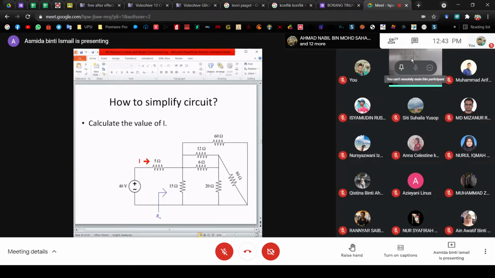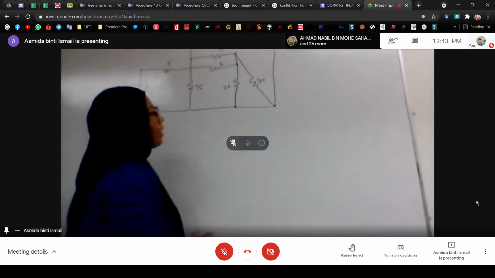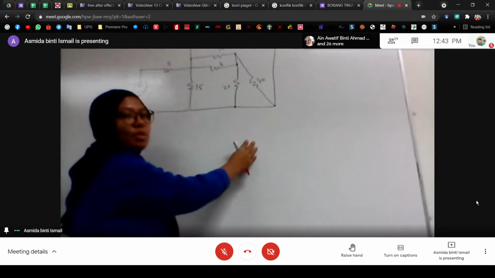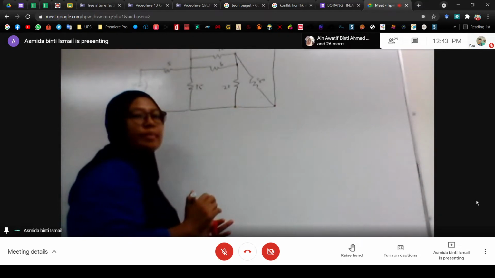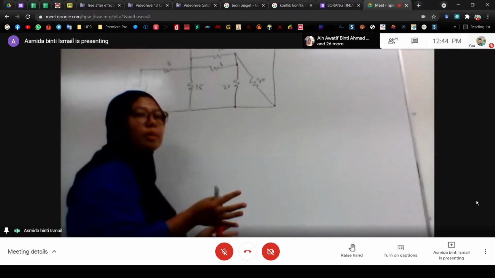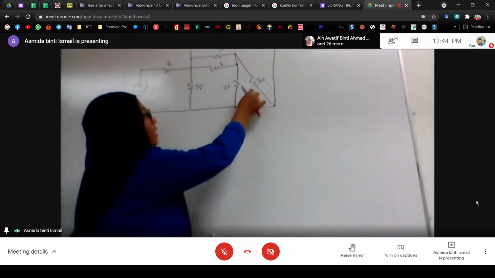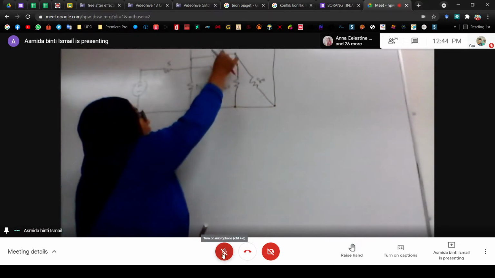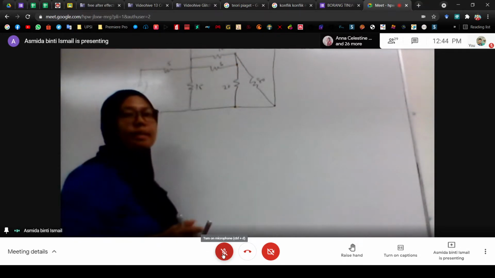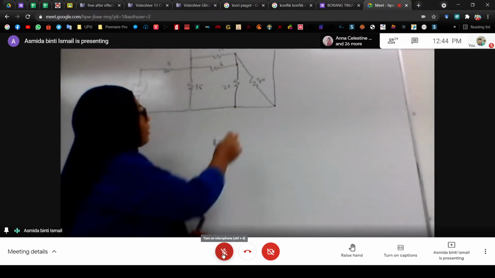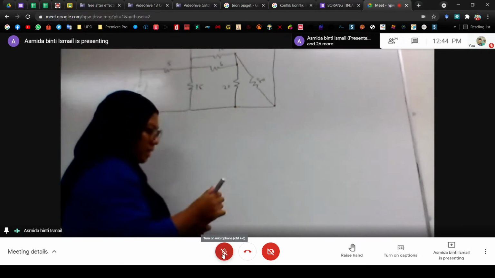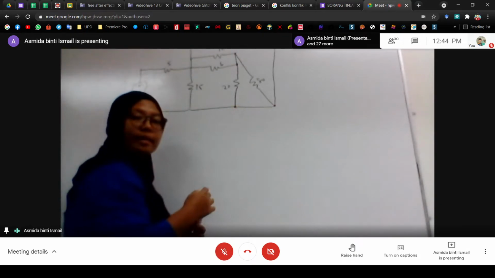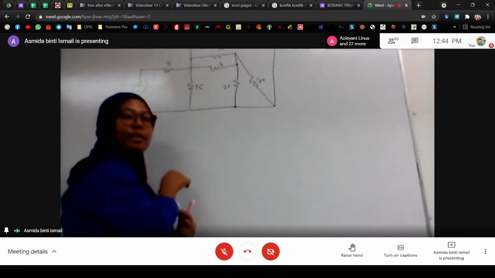Okay. So if you look at this, you don't have any element here. So it's no problem. Means that here and here is the parallel. Here and here is also a parallel circuit. Okay. So how you need to draw again this circuit.